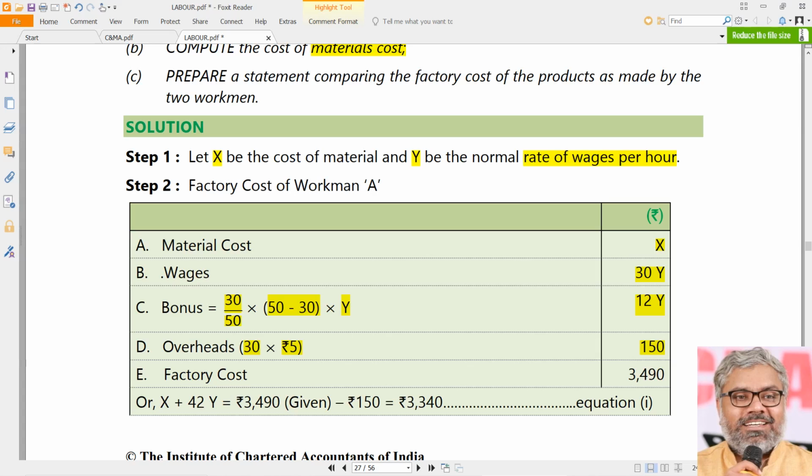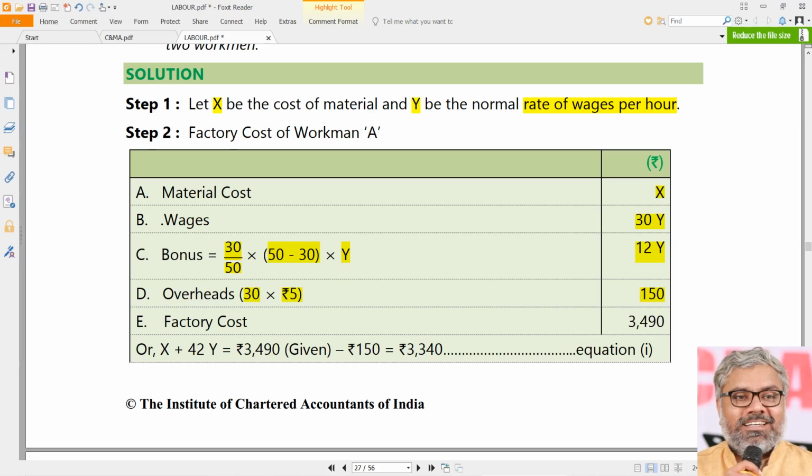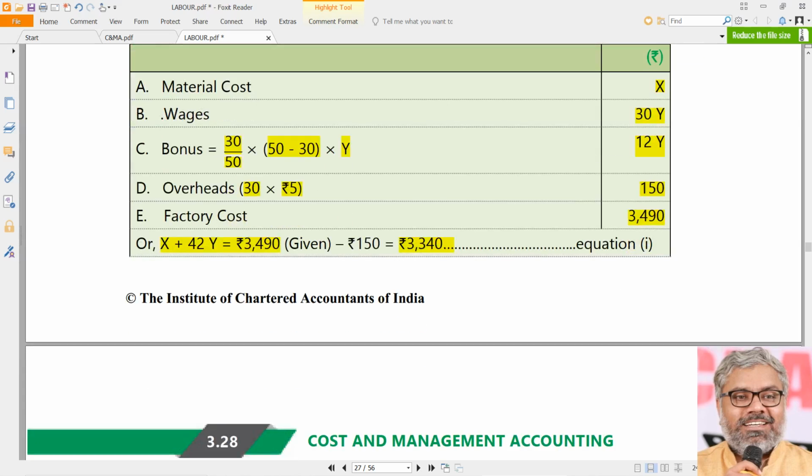So you add all of them, what will come? An equation will be generated. In other words, X plus 42Y will be equal to 3340. Why? If this 150 goes to the other side, 3490 minus 150, that becomes 3340. So equation 1 is X plus 42Y is equal to 3340. That is one equation.